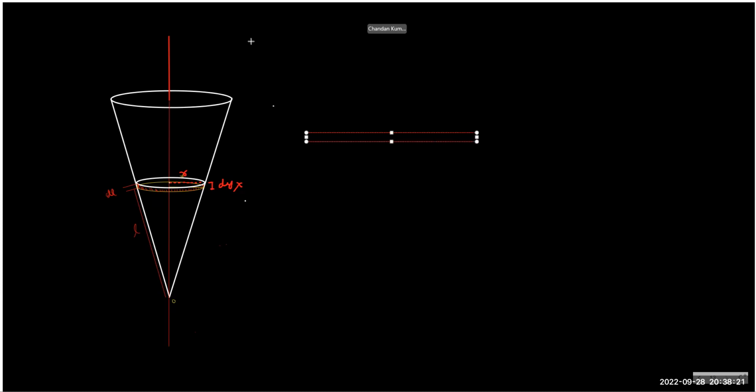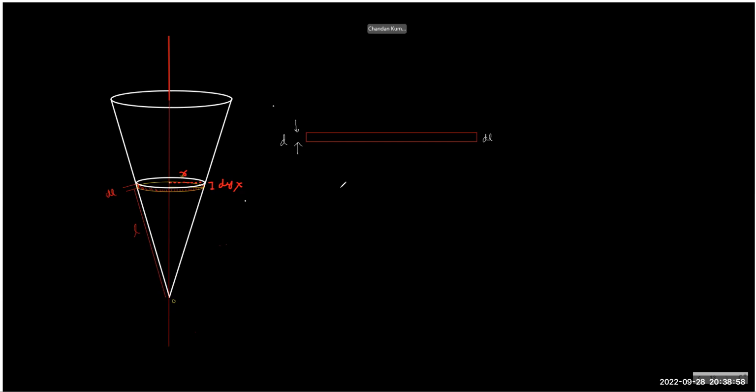So what will be the area of this rectangle? Tell me. What will be the area of this rectangle? The width is how much? What is the width of this rectangle? Can you guess? dl. Very good. And what is the length? 2R.